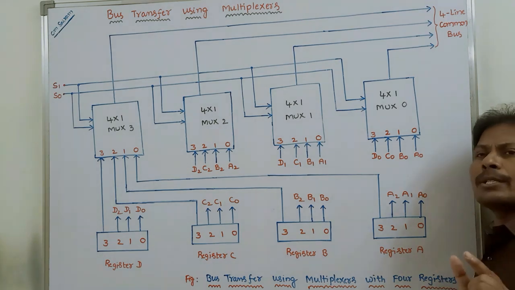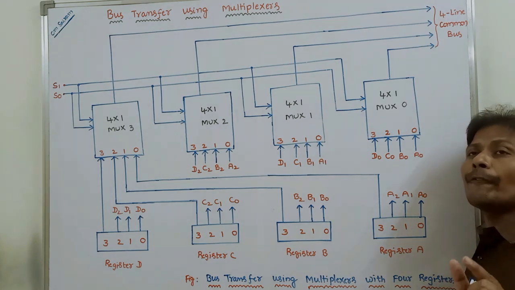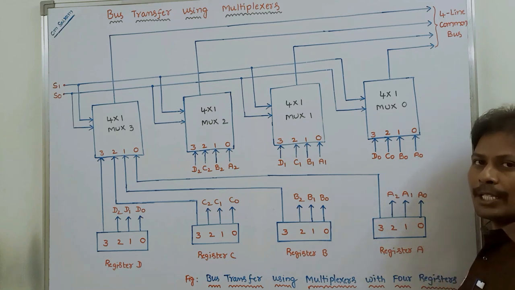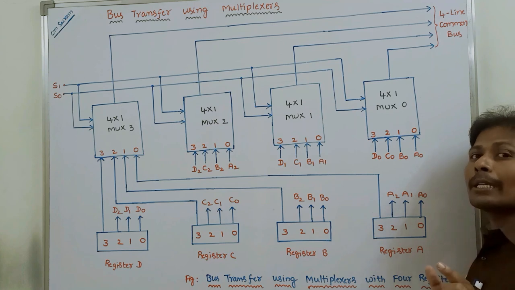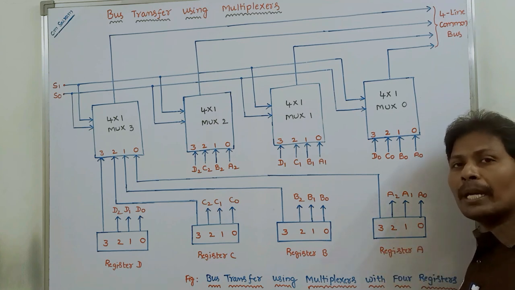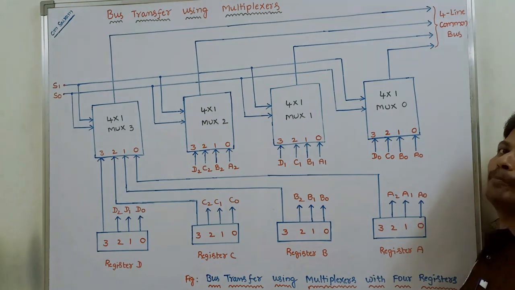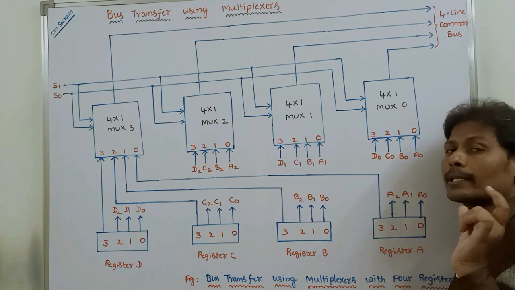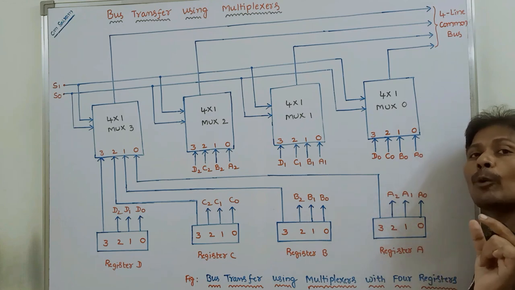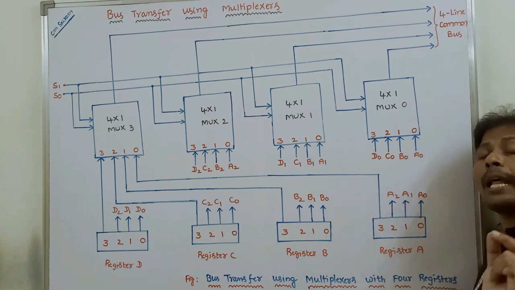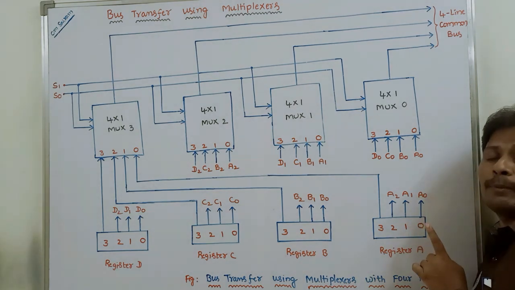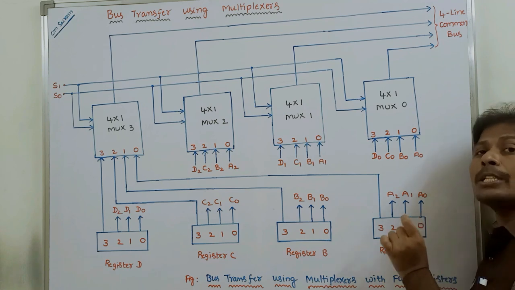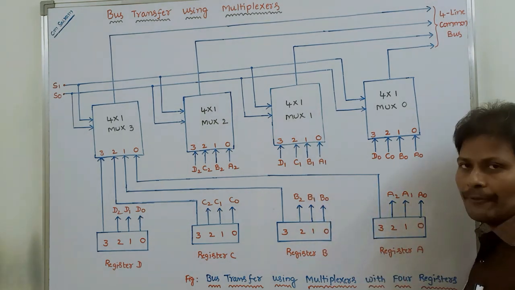A bus system consists of a set of common lines, one for each bit of a register, through which we transfer the binary information one bit at a time. We also have to use control signals. By using those control signals, we select only one register to transfer the binary information during each particular register transfer.